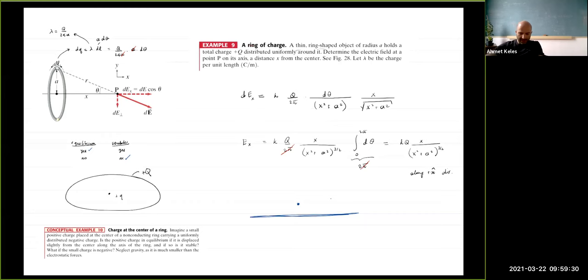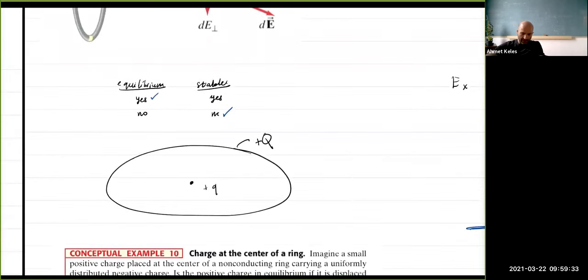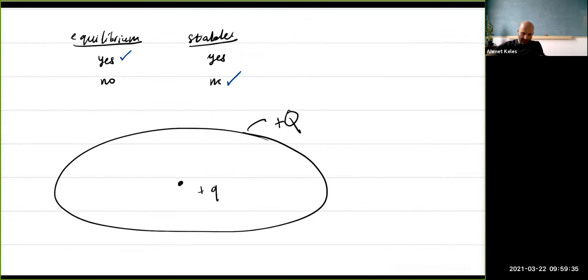Now let's change this. Maybe it's easier to think of this test charge to be minus. So let's ask the same questions. Is it in equilibrium? Yes. Is it stable? It's unstable. You are saying it's unstable? Stable, it is stable now.